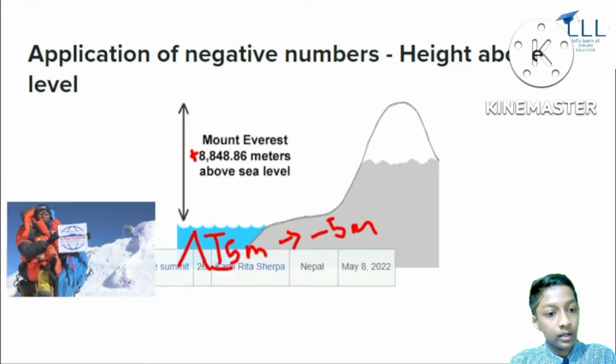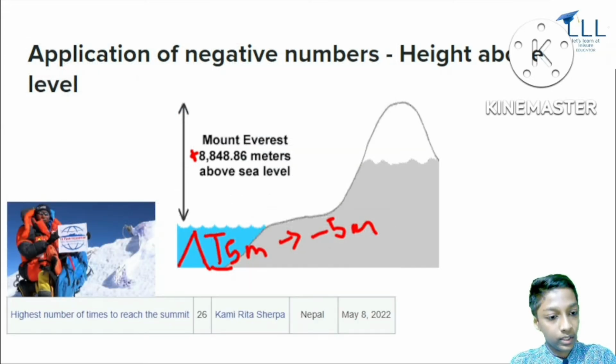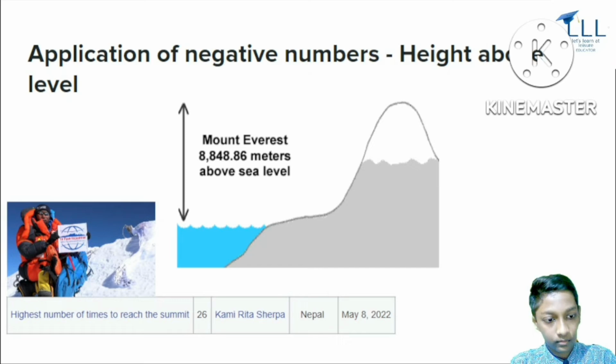And Kami Rita Sherpa is the person who has climbed Mount Everest for the 26th time, and he is from Nepal, and his recent climb was on May 8, 2022.